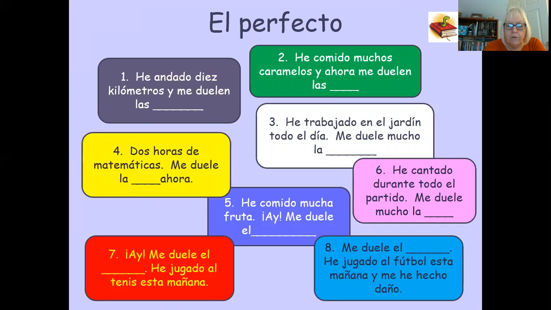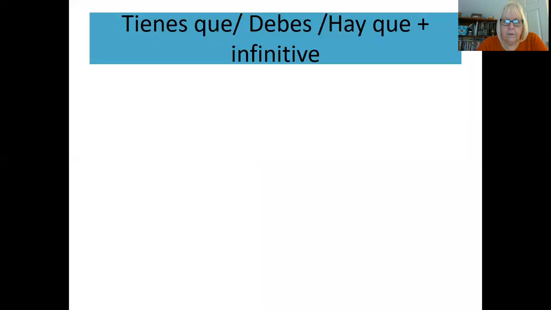All right, so read through, you may need to use a dictionary to find any vocab you're not sure about, but just think about if you've eaten a lot of sweets, what's going to hurt. All right, so pause it, write these out in full, please, and submit a picture at the end of the lesson. Okay, when you're ready, you can move on. And I'm moving on now.